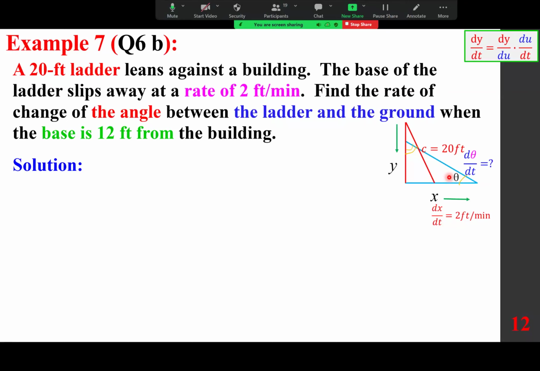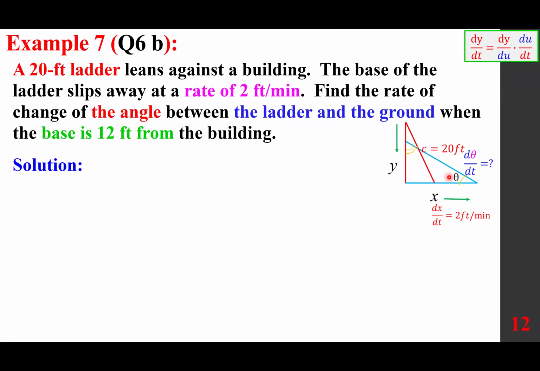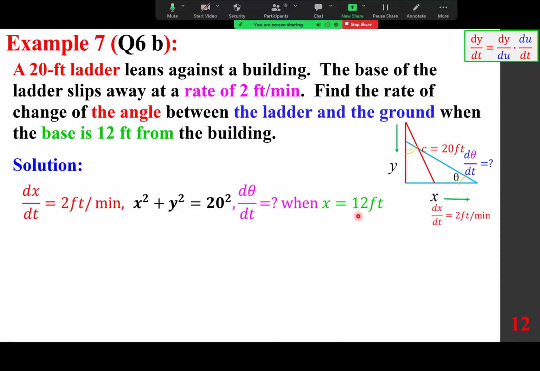So the given that we put in the previous page repeats with addition of this concept, which I'm going to go over in a moment. So dx/dt is 2 feet per minute. x squared plus y squared equals 20 squared. We need that to find the wall. We already found it. But assuming this was an independent question, we didn't have the previous one. And we want to find d theta/dt now when x is 12.